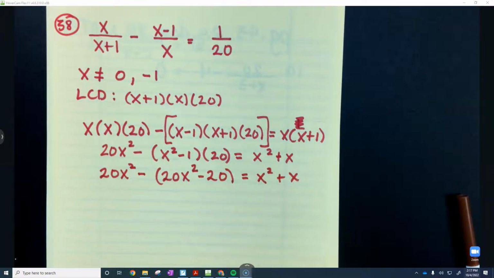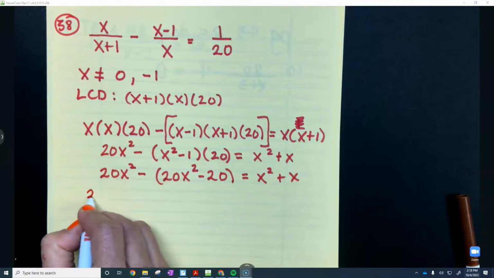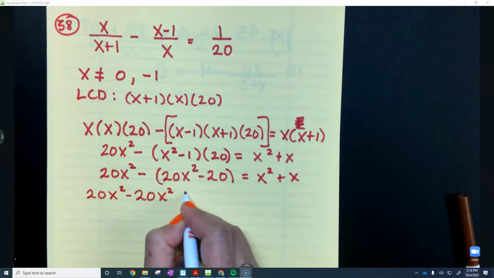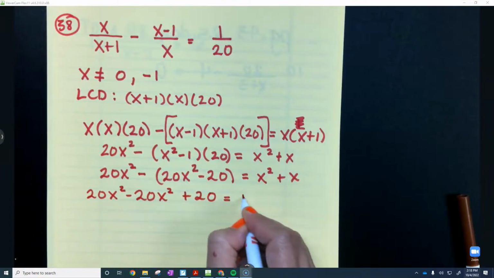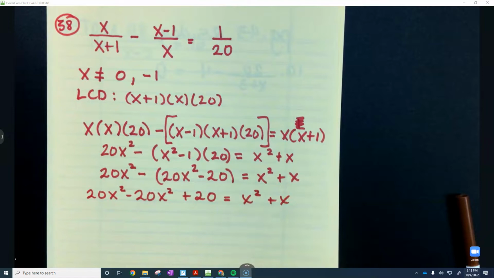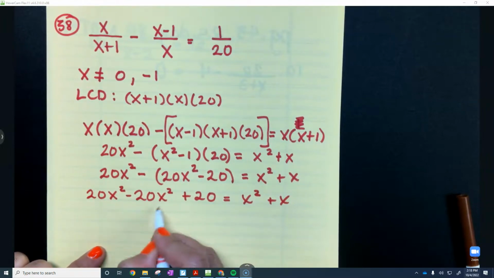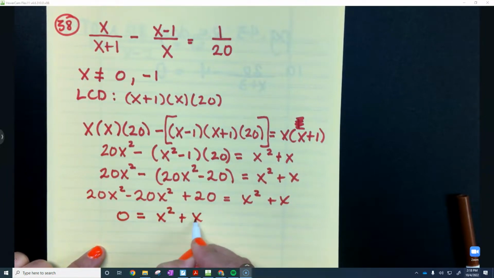Now I'm ready to distribute the negative. Remember, when you distribute the negative, you distribute it to every piece of that product. We have two pieces here. So this is going to be 20x squared minus 20x squared plus 20 equals x squared plus x. We're going to set this equal to 0. Guys, the good news is this cancels out right here. So 0 is going to equal x squared plus x. I move the 20 over so it's negative now.